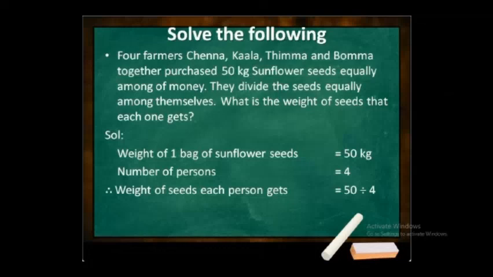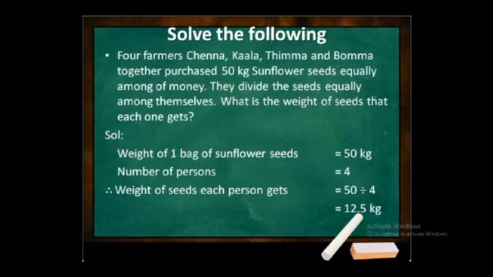So when you divide it, 50 divided by 4, 4 1s are 4, minus you'll get 1, bring down 0, 4 2s are 8, when you minus you'll get 2, put a point, add a 0, 4 5s are 20, so remainder is 0. So each one will get 12.5 kgs of sunflower seeds.